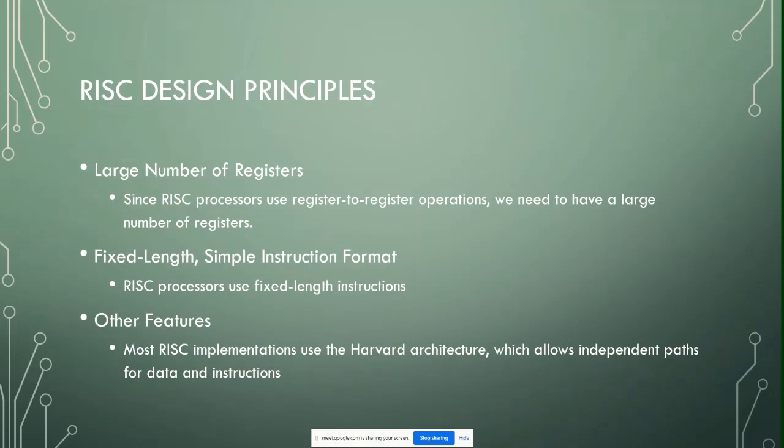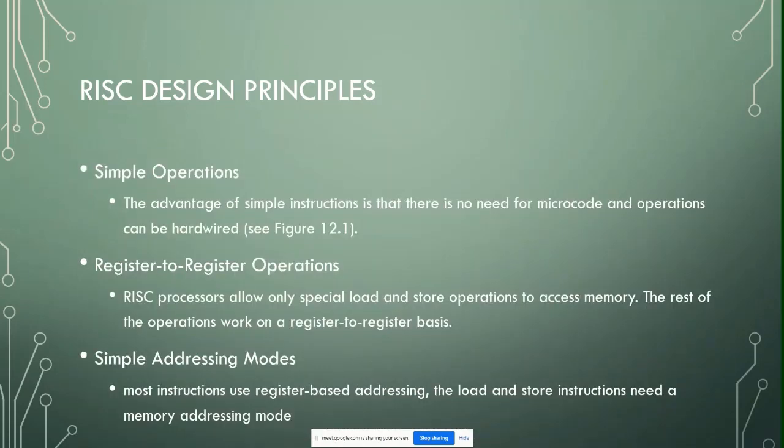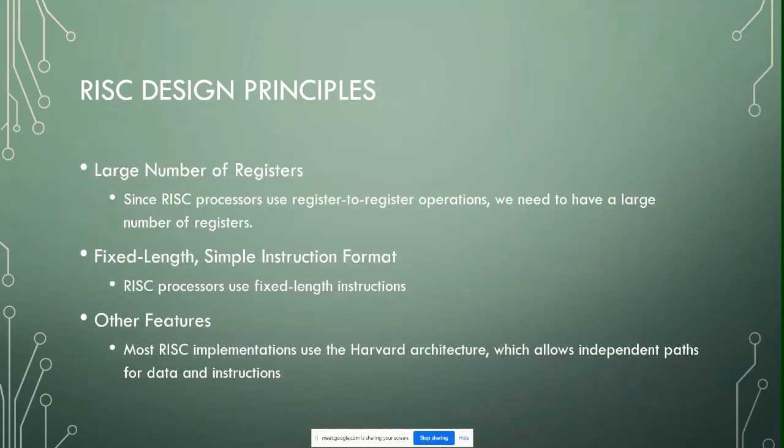And the last one is the design principle we discussed earlier: most RISC processors, not all of them, use Harvard architecture. In this architecture, the processor uses a separate path for data and a separate path for instructions. This is called Harvard architecture. Although there are other features, I have not included them here. So please remember these six basic design principles: simple operation, register to register, simple addressing, large number of registers, fixed length of the instruction, and of course Harvard architecture.